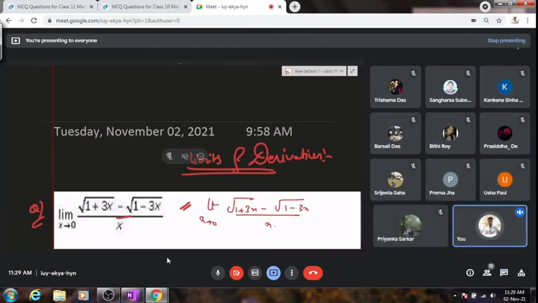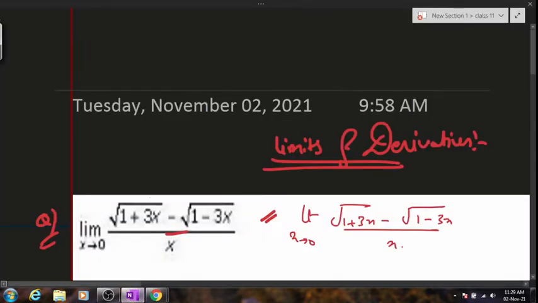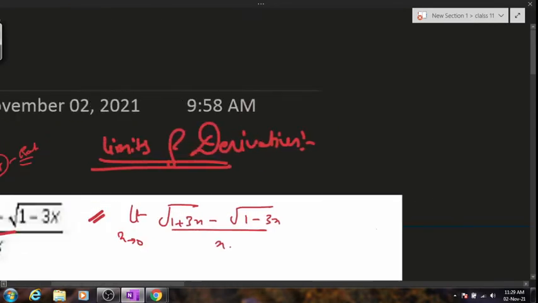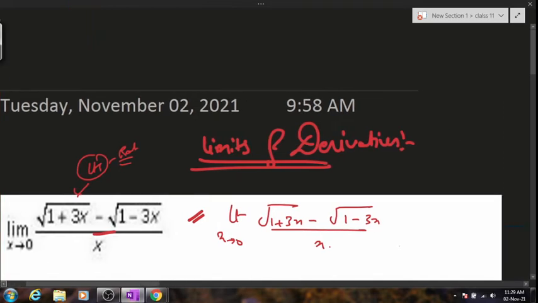Who said 3? Prerna Jha is telling 3. How did you proceed with the solution? What did you do? Rationalization? Okay. So whenever you see a root in your limits, you have to rationalize, right? So moving on to the solution for this, you will be rationalizing the numerator.